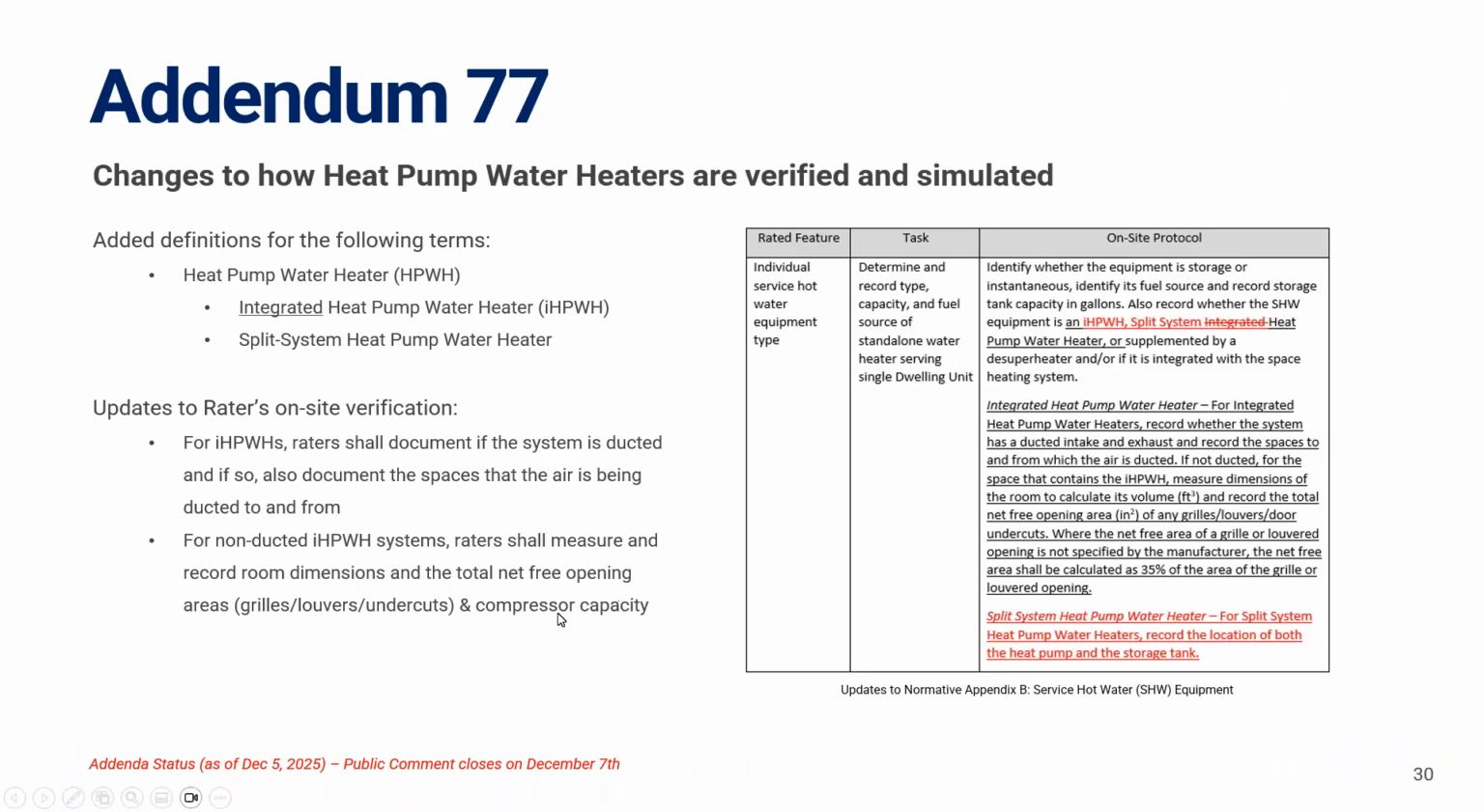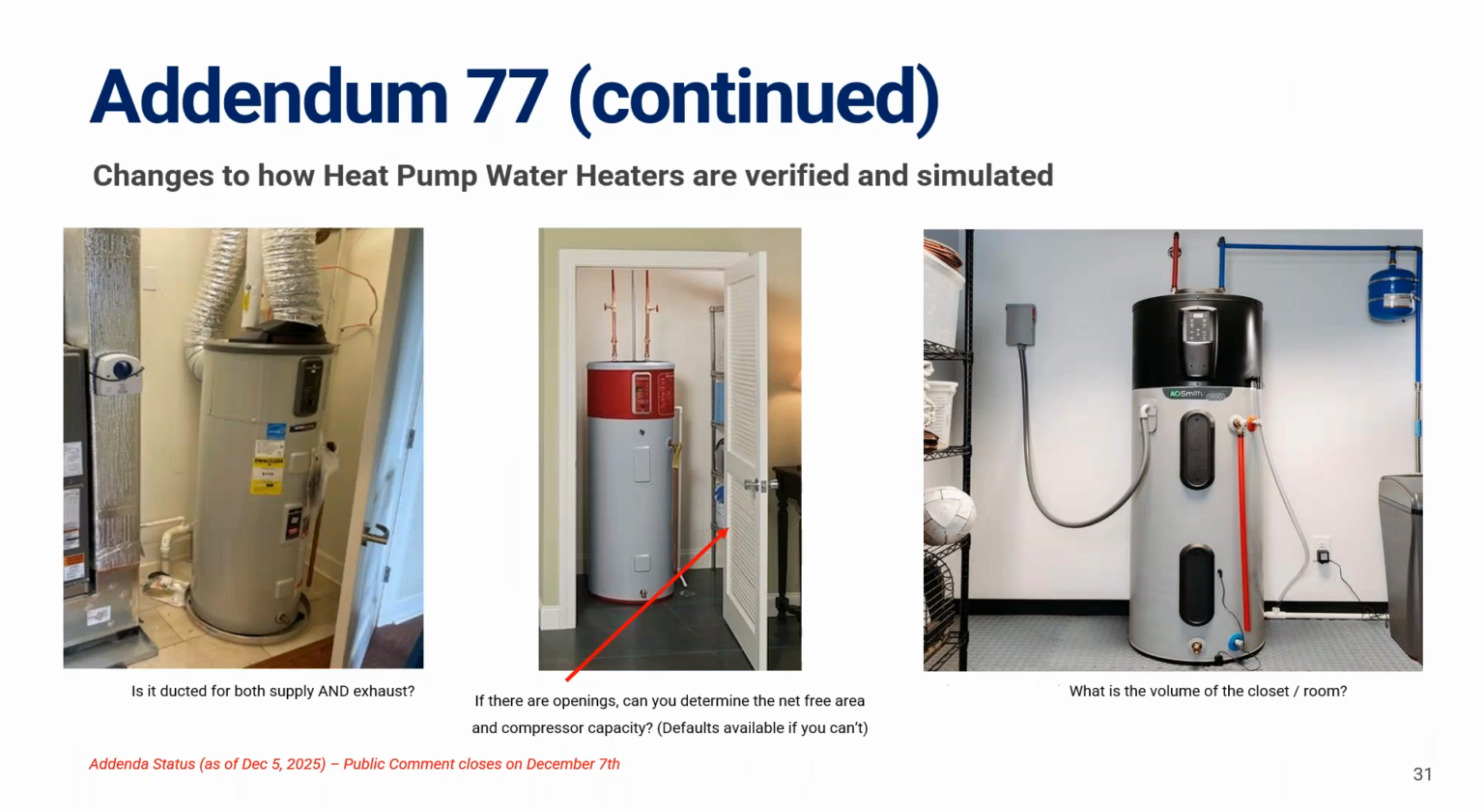Both of these, net-free opening and compressor capacity, will have defaults. You can see here, there's a default simple way to calculate it if you don't know how to collect that information from the manufacturer. And for our last one, the split system heat pump water heater, is simply just recording the location of the heat pump as well as the storage tank.